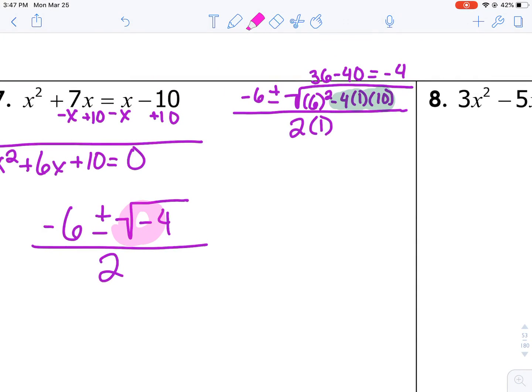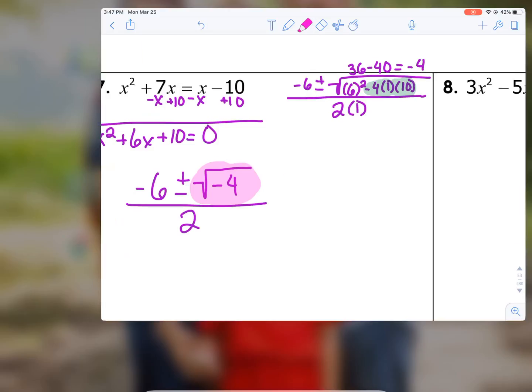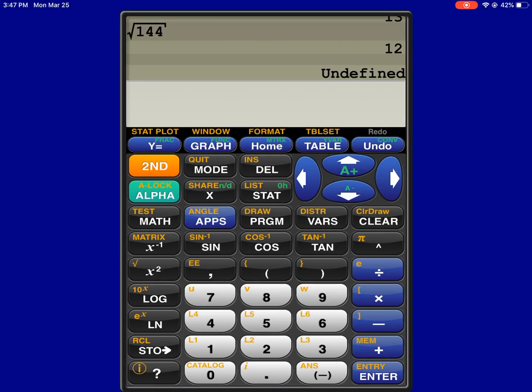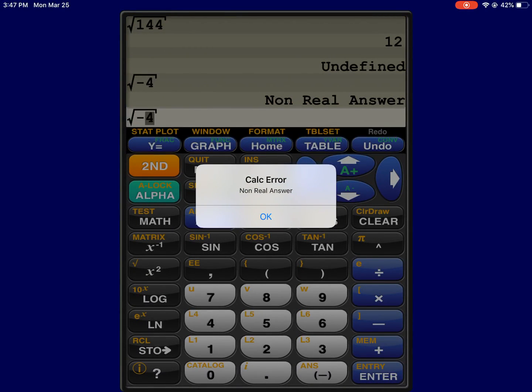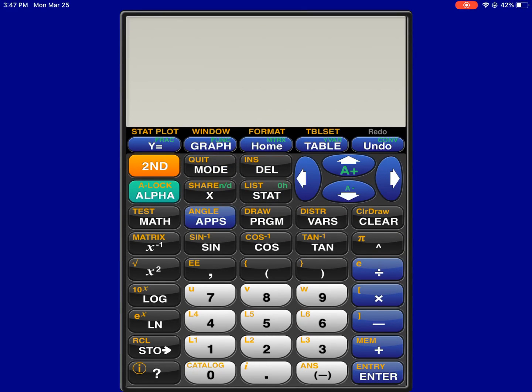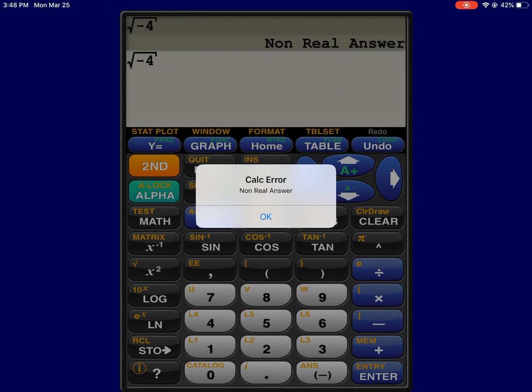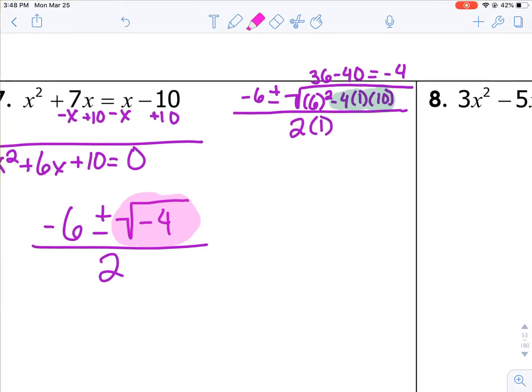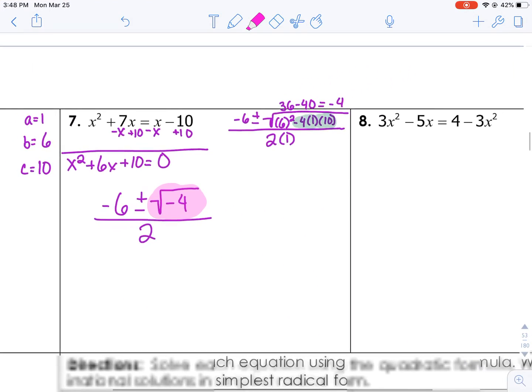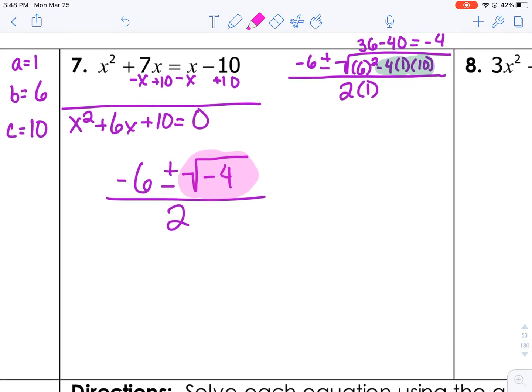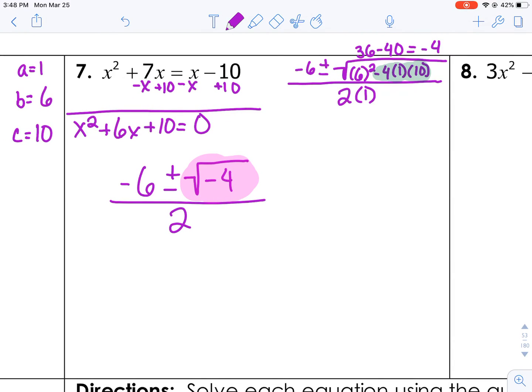So I've got to break this down. The square root of negative 4. I'm going to type that in my calculator because I'm not super familiar with negatives. The square root of negative 4 doesn't work. Well, maybe I typed it in wrong. I'm going to try it again. The square root of negative 4 still does not work. It's going to say error. It's going to say no real answer, because there is no number that when I multiply it by itself would give me a negative answer like negative 4. It's not going to work.